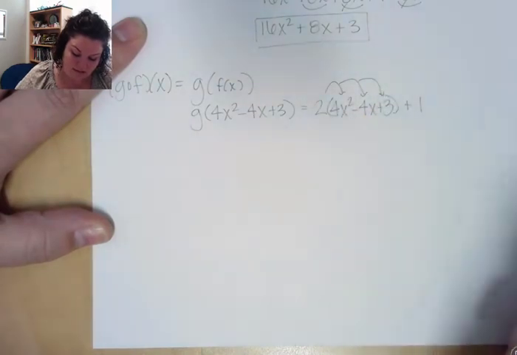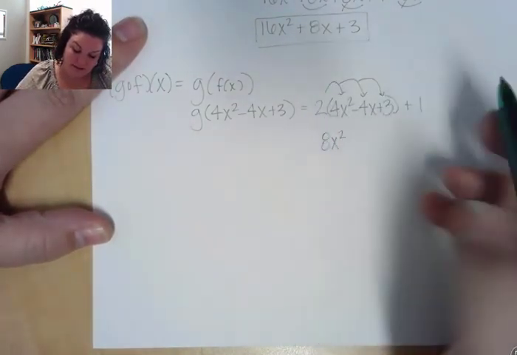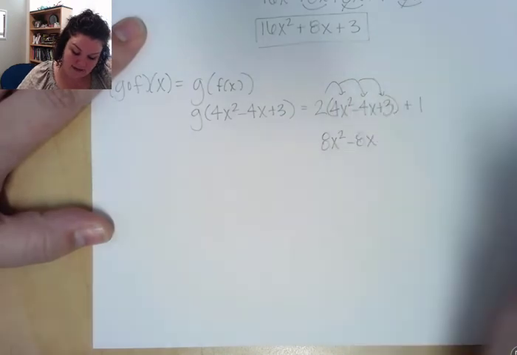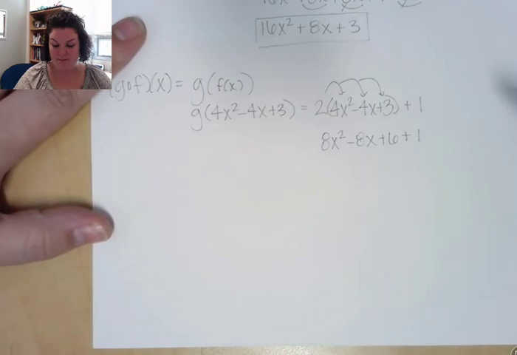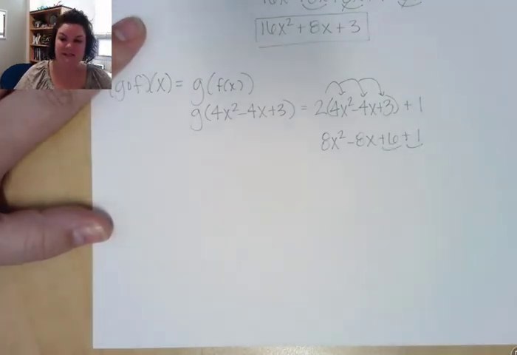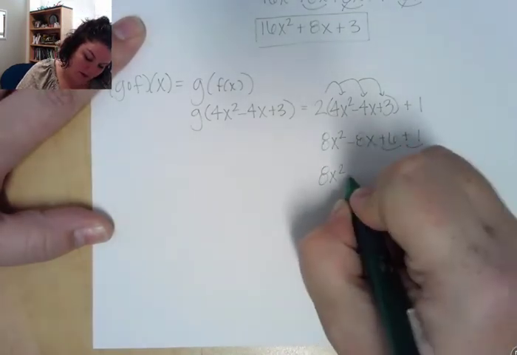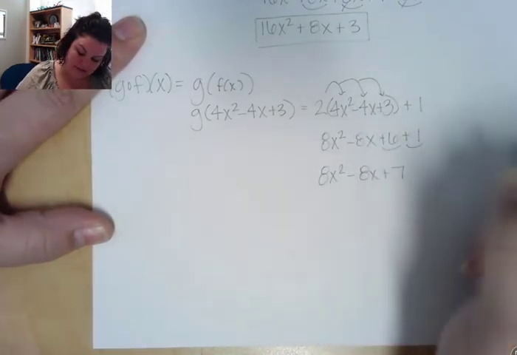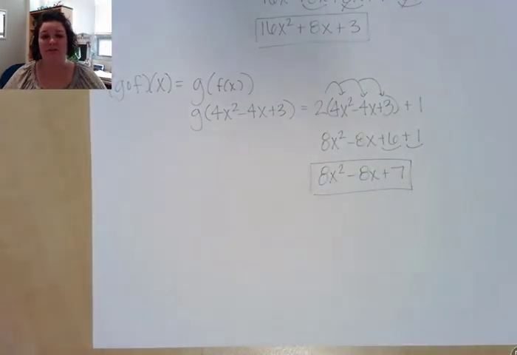So 2 times 4x squared gives me 8x squared. 2 times negative 4 gives me negative 8x. 2 times 3 gives me a positive 6. And then I have that plus 1 out there that I'm going to bring down. So the only thing I can combine is my 6 and my 1, which leaves me with 8x squared minus 8x plus 7. And that is my composition function, g composed with f.